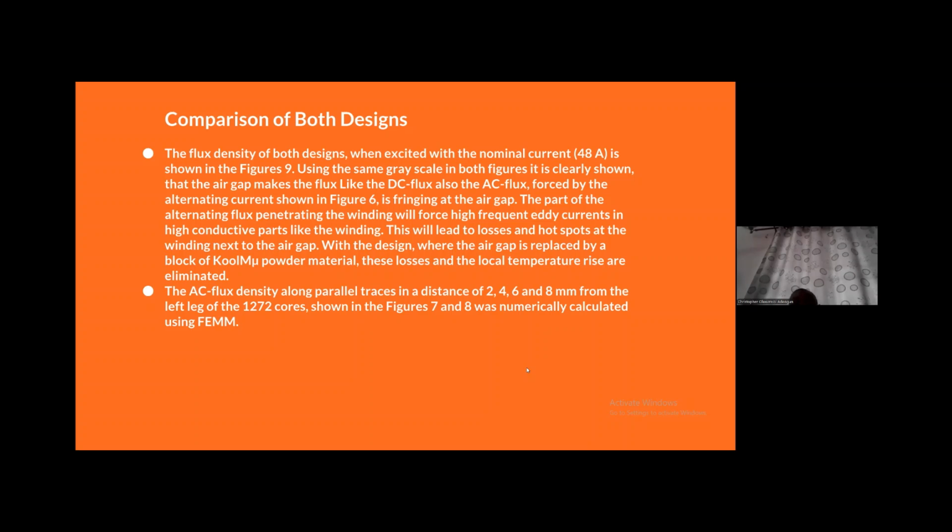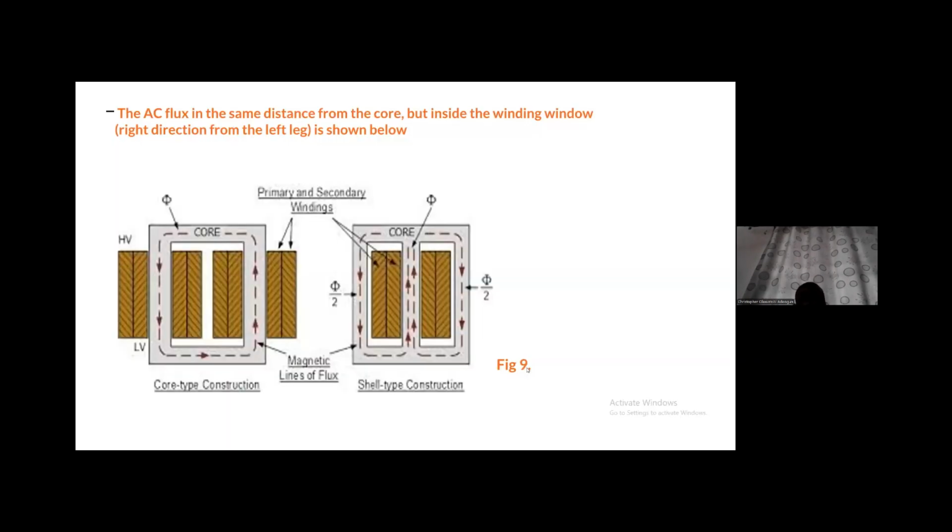So the AC flux density along parallel traces at a distance of 2, 4, 6, and 8 millimeters from the left leg of the 1272 cores shown in figures 7 and 8 was numerically calculated using FEMM, that is the finite element method. So now we can see the core type construction and the shell type construction, and we can also see the flux at the same distance from the core, but inside the winding window, right direction from the left leg, is shown. So the flux is the same from the core, right?